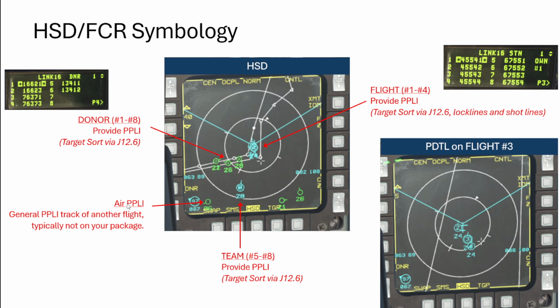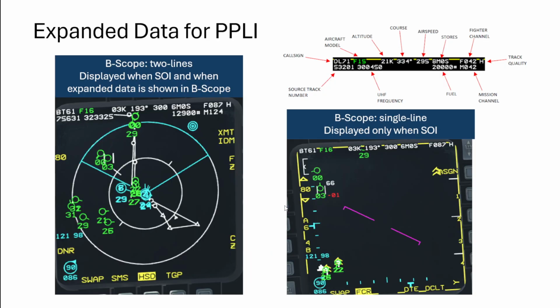You also have air PPLIs, so general surveillance tracks or whatever. So sorry, general PPLIs of aircraft which are normally not in our package. Yeah, they are just in the circle without any information there. One thing that I am very proud of, because it took a while to figure out the best way to do that, was expanded data for PPLI. So PPLI transmits a lot of data, and this information appears on top of your displays, like this nice figure that Micro did: call sign, the aircraft model, altitude, course, airspeed, the stores, I'm going to talk a little bit about that, and a lot of information here.